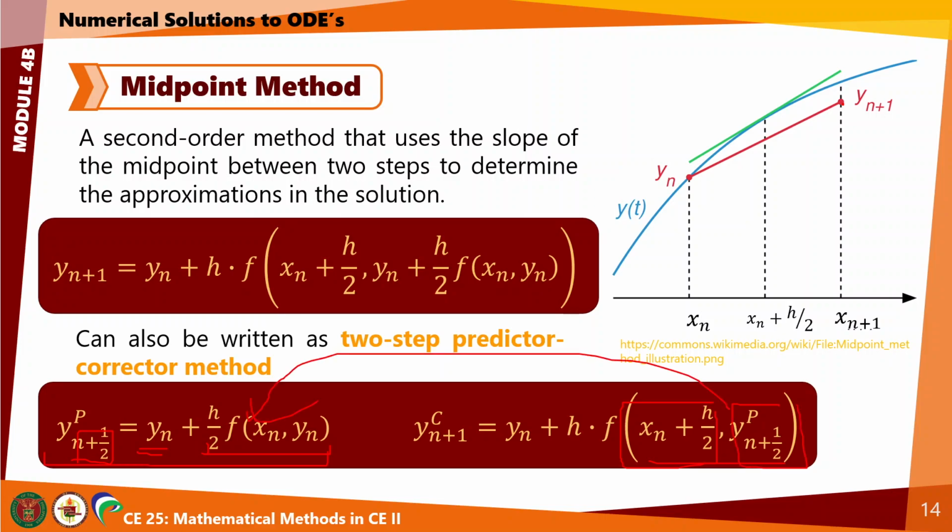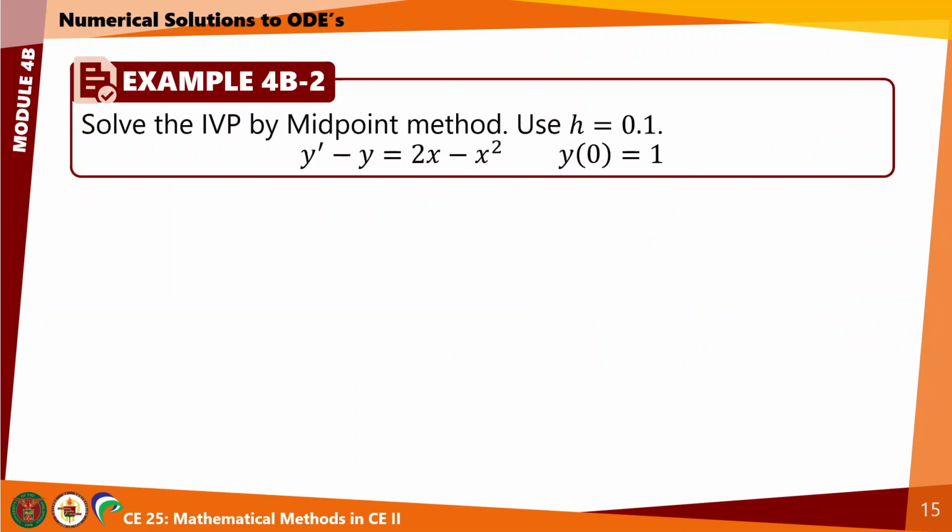Okay? So, na-breakdown lang siya into two steps, predictor for the midpoint and then corrector for the next point talaga. Okay, let's try applying para mas maging clear. IVP by midpoint method naman. Same example, pero gamit lang natin is h equals 0.1 na step size.